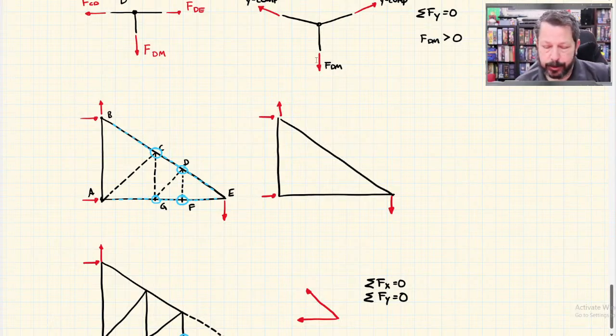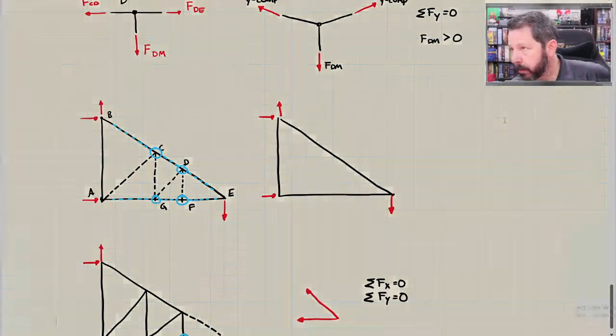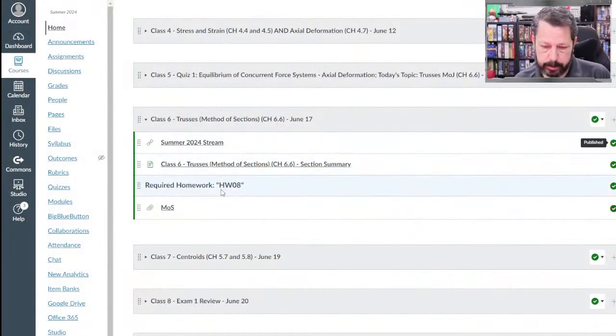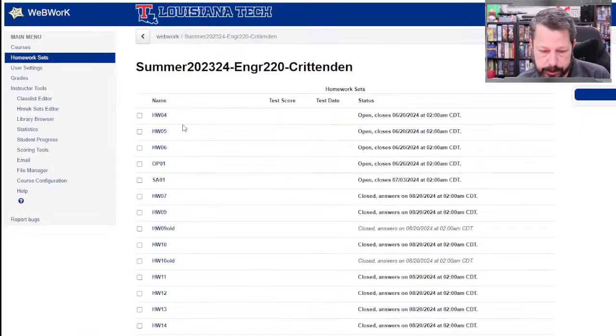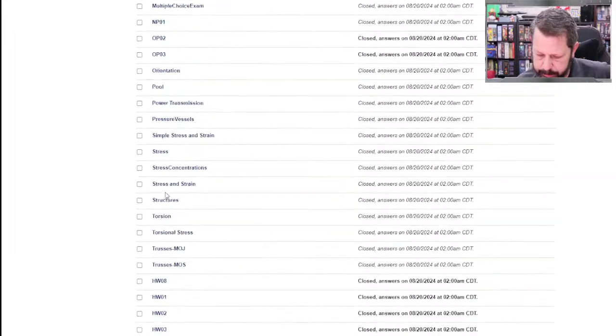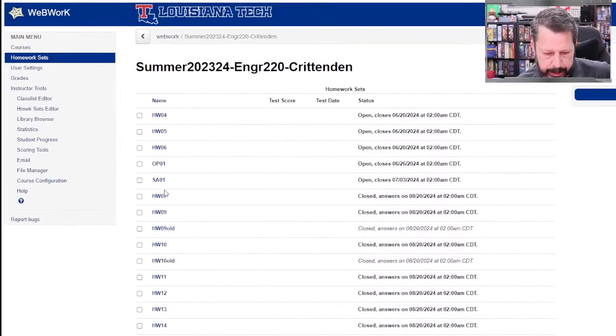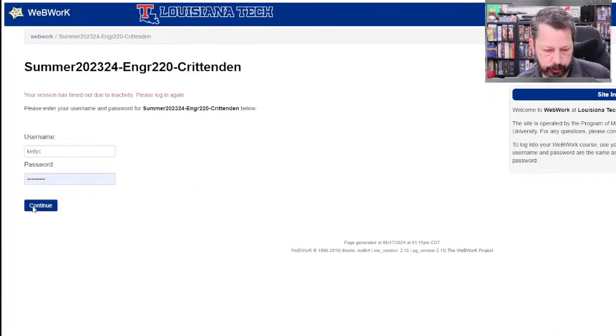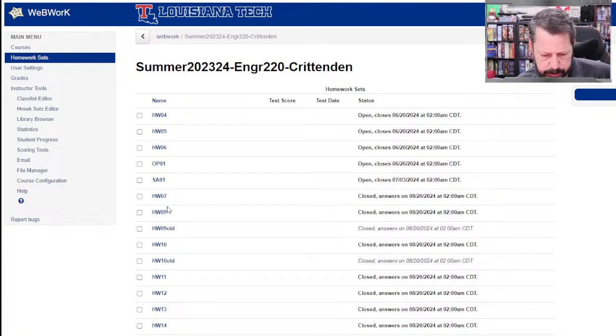Homework 8 just opened. Homework 8 should be open in WebWork. WebWork is starting to close some; I think 4, 5, 6, 7, 8 are open, although it looks like 8 did not open. I might have to open 8, or maybe it's not updated. Let me see. Oh, of course. So it looks like I need to update 8. Something's weird with 8. 8 is about to be open.